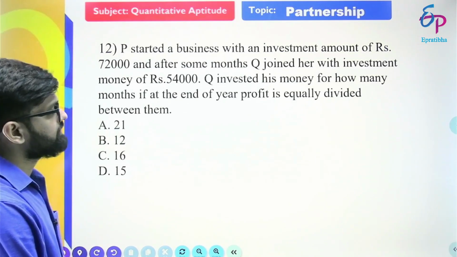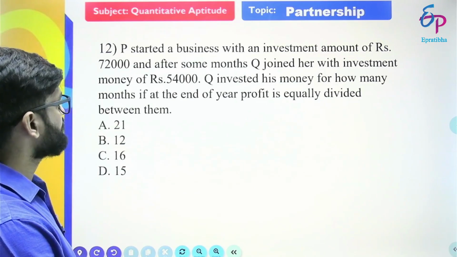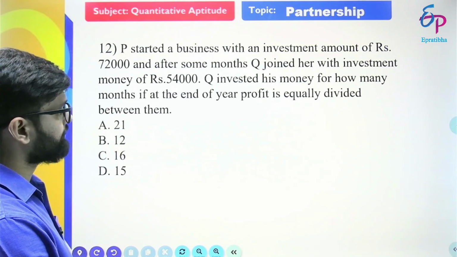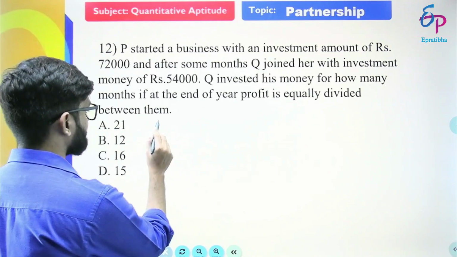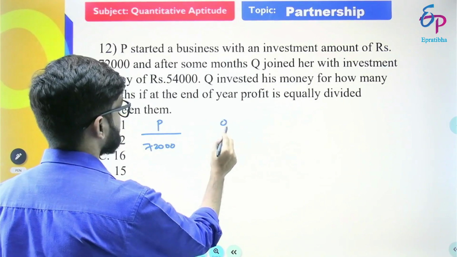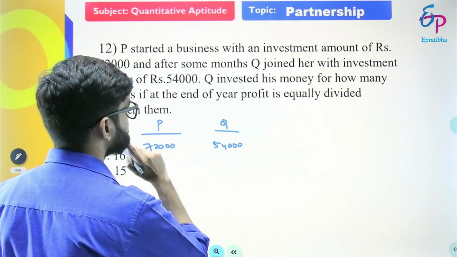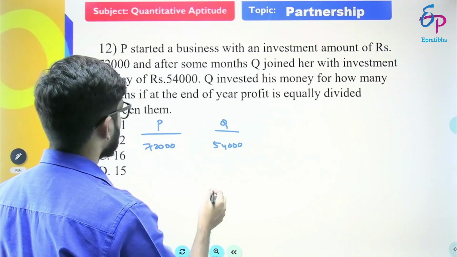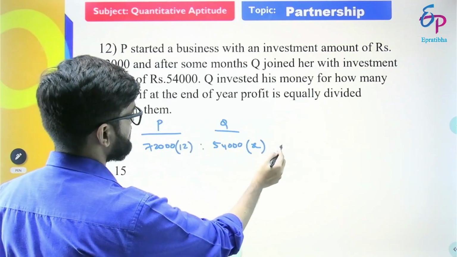P started a business with an investment amount of rupees 72,000. After some months, Q joined him with an investment of rupees 54,000. Q invested his money for how many months, if at the end of the year profit is equally divided between them? Okay. P invested 72,000. Q invested 54,000. For how many months, I don't know. This guy is there for 12 months, and profit is equally divided between them.